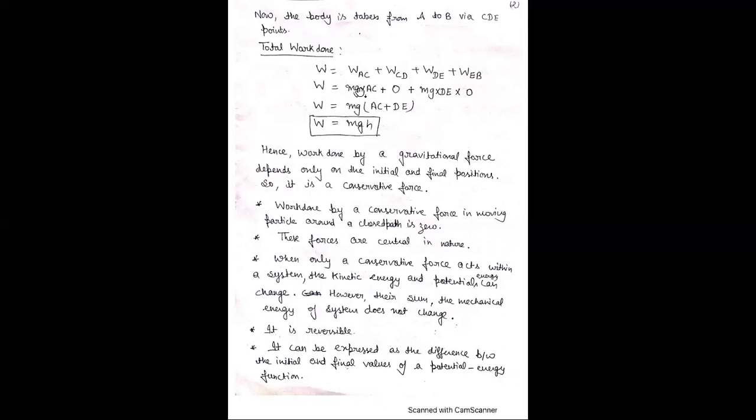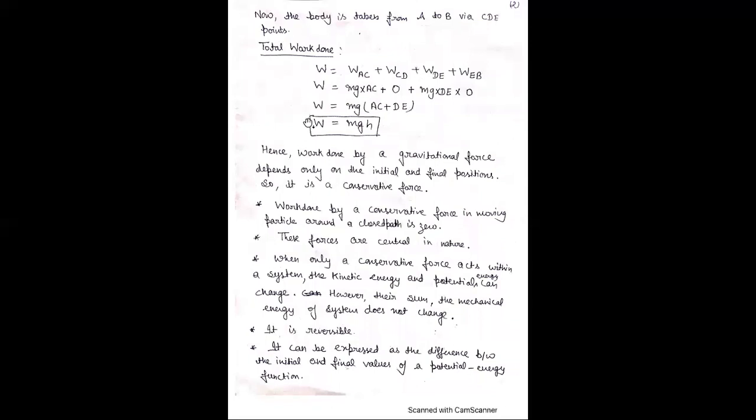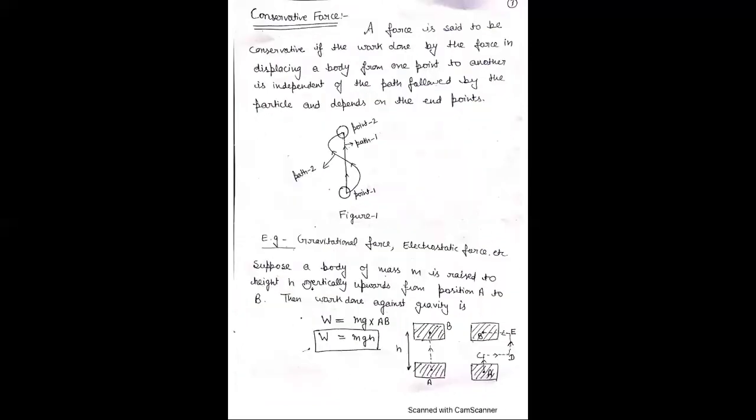Now taking mg common, we have mg times AC plus DE. In this case, AC plus DE is equal to h. Therefore, the total work done is equal to mgh. Therefore, the work done by gravitational force is a conservative force.